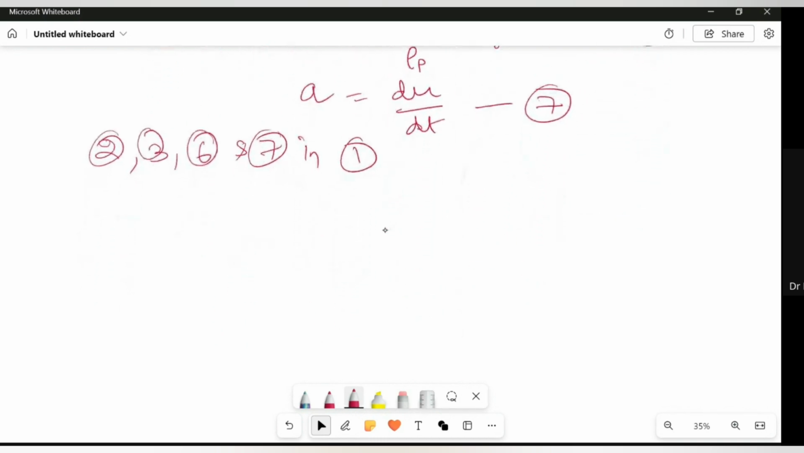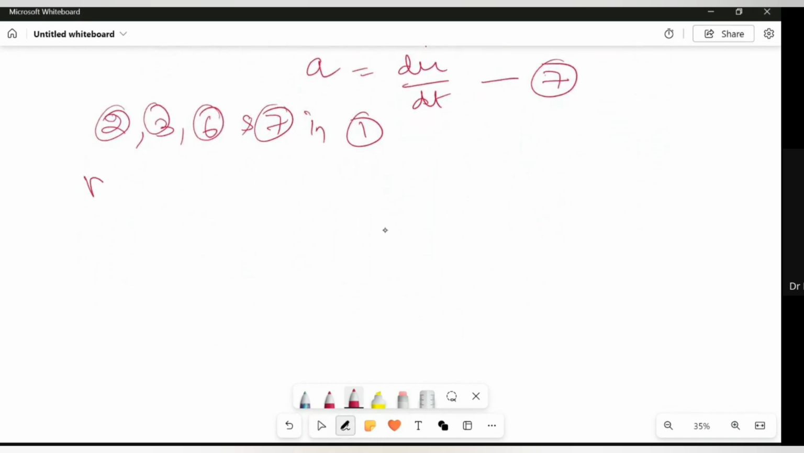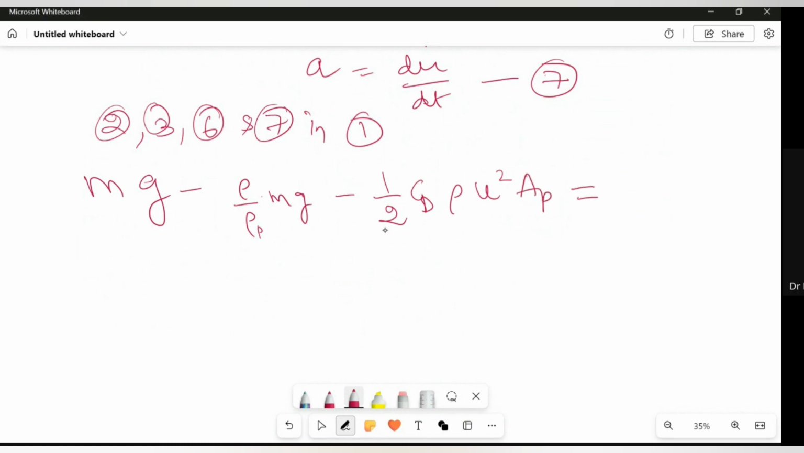So what we will get is mg minus, that is the gravity force, minus this is buoyant force, rho by rho p into mg, minus drag force, that is half c drag rho u square ap. Okay, so these are the three forces in the left hand side, and the right hand side is mass into acceleration. We write du by dt. That is from equation number 7.